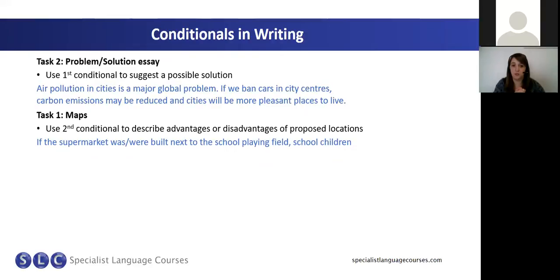If the supermarket was or were built next to the school playing field, school children... how can we finish this sentence? We're looking at second conditional. So what would happen if a new supermarket were built next to a school playing field? Can you write your ideas in the chat box for everyone?